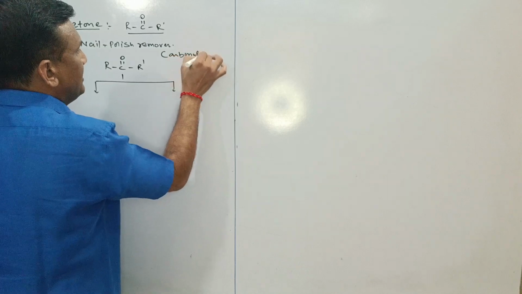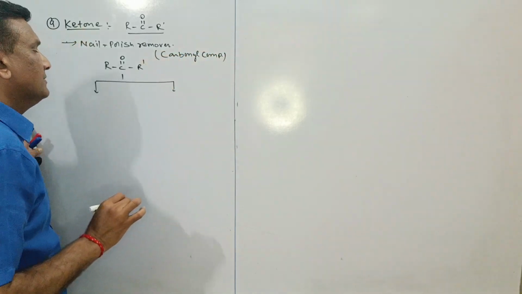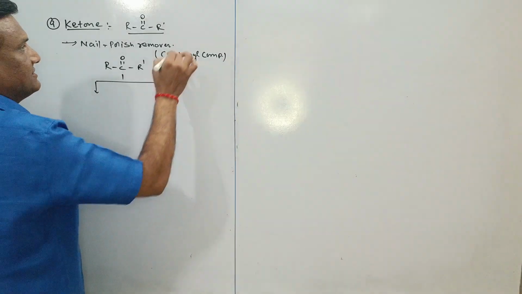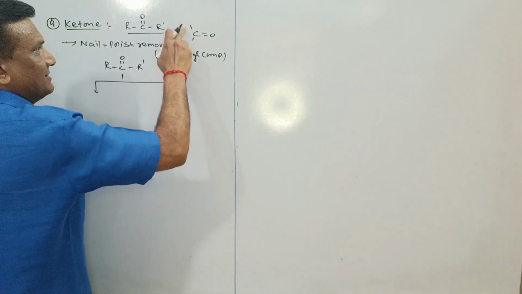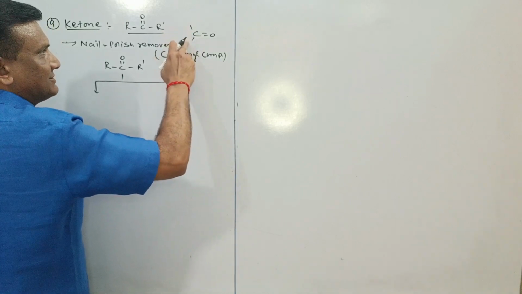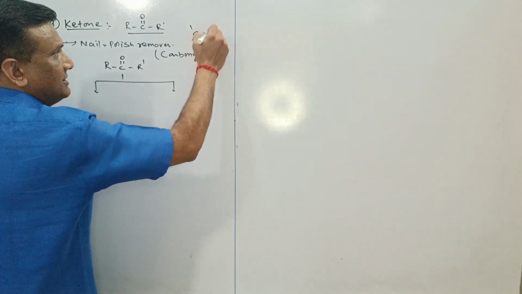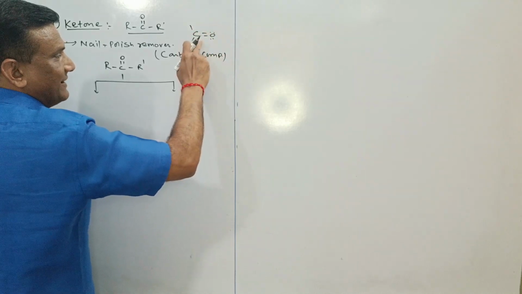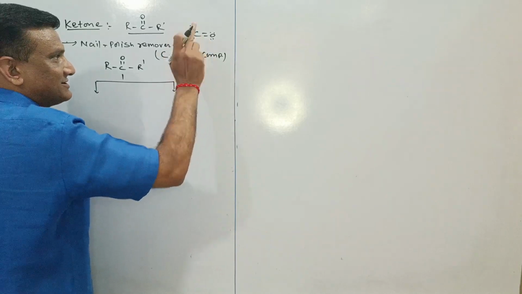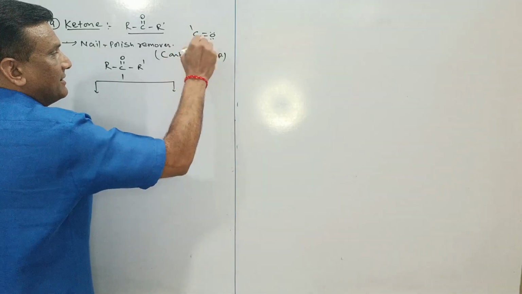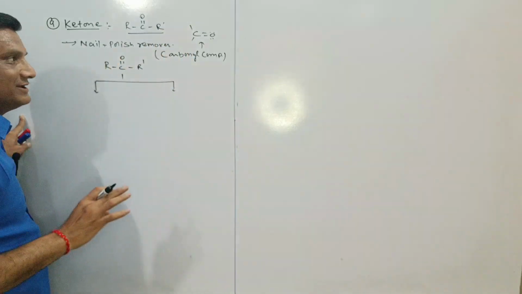Carbonyl compound, because it has a carbonyl group, C=O. Whenever two valencies of the carbon are balanced by oxygen and two are free, it is called a carbonyl group. And whenever the two free valencies carry alkyl groups, that is called a ketone.